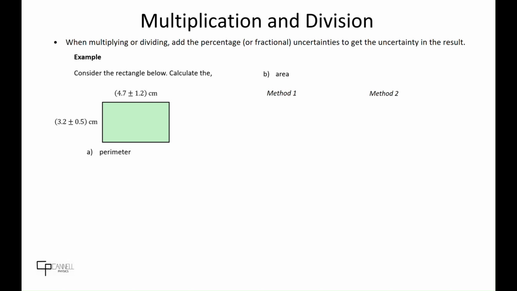Now for the next propagation rule. When we multiply or divide, we add the percentage or fractional uncertainties to get the uncertainty in the result. So to see how this works, we've got a rectangle here, and we're going to calculate the perimeter and area.